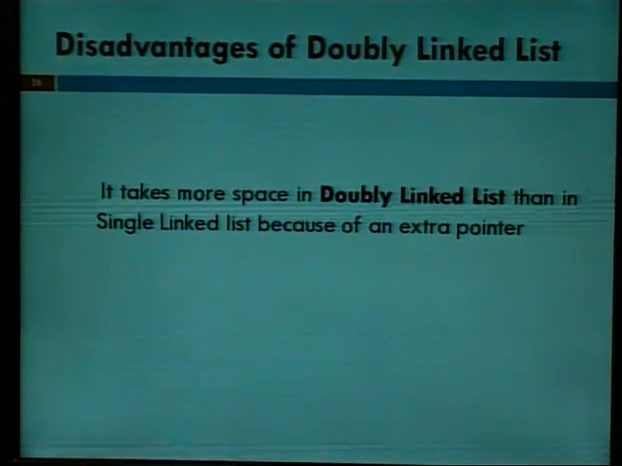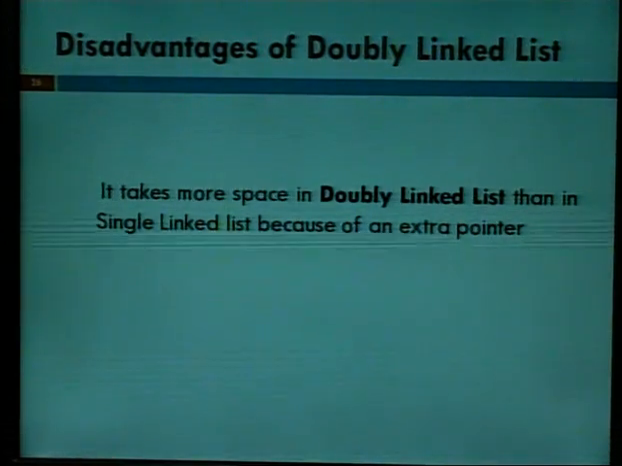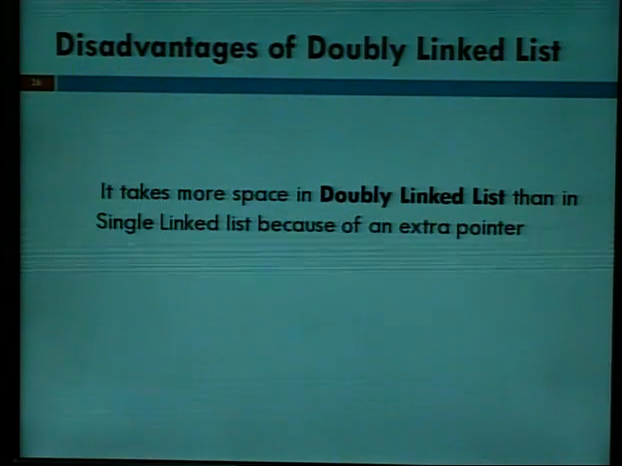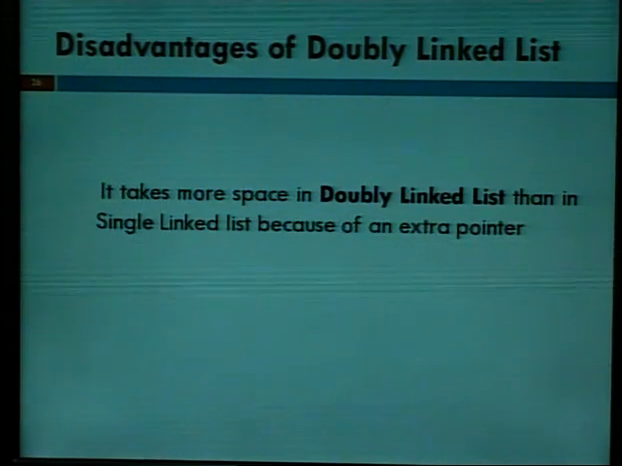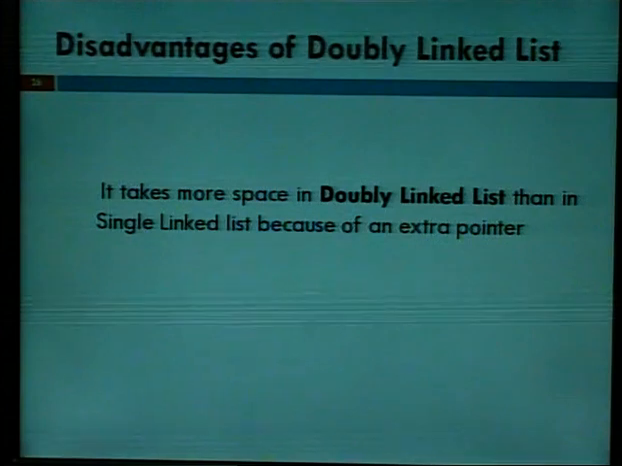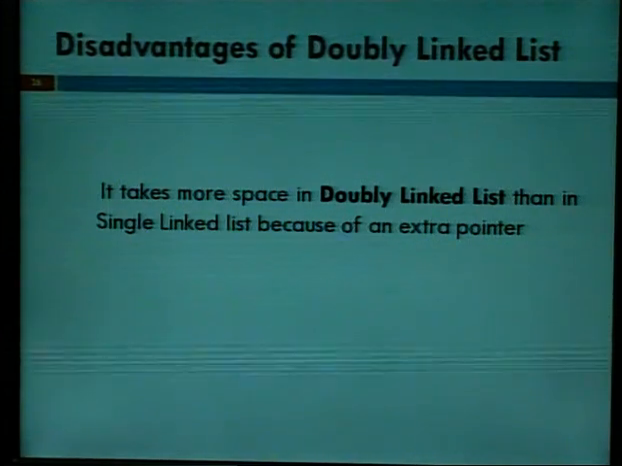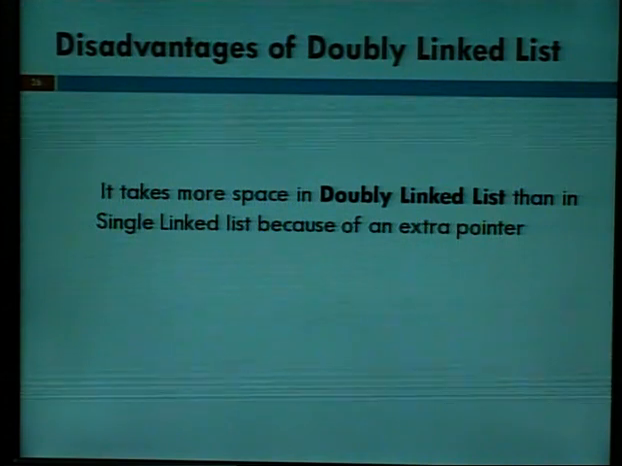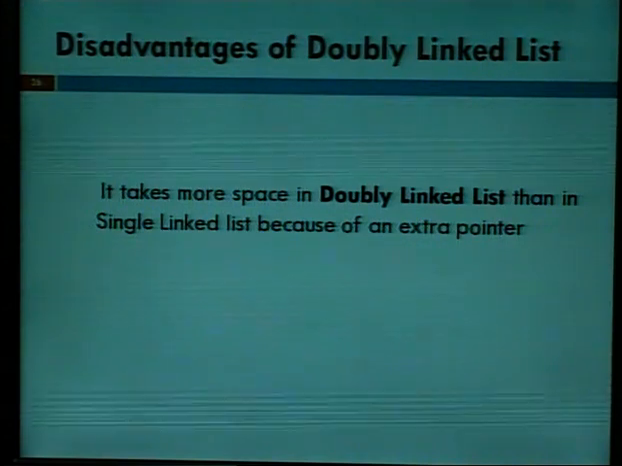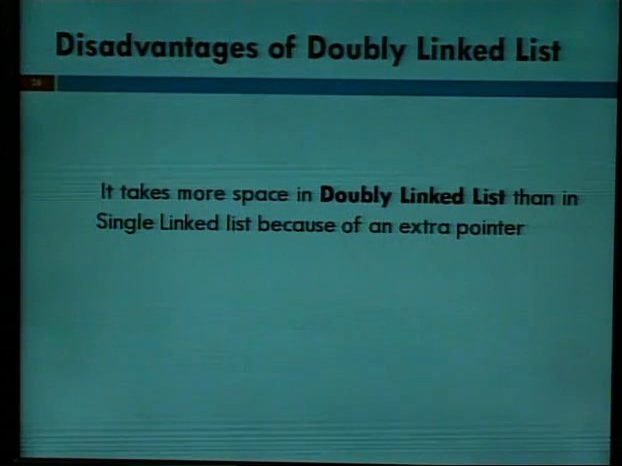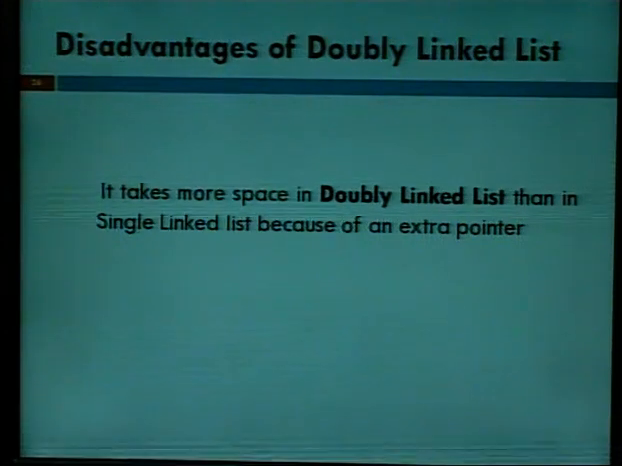Next is disadvantages of doubly linked list. It takes more space in a doubly linked list than the single linked list because of an extra pointer. The main drawback of doubly linked list is that it stores more space in the memory because it has an extra pointer.